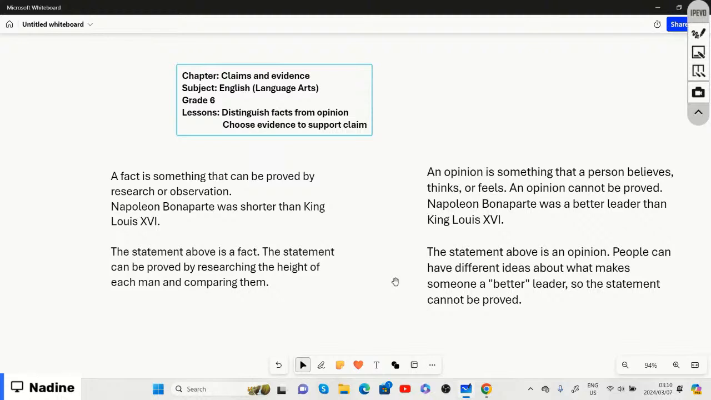We can just go on hearsay, but an opinion cannot be proved. We cannot go on the internet and research it, and there's no observation to show how the progress has been, or what the behaviour is, for example.